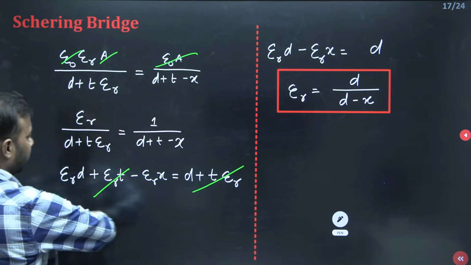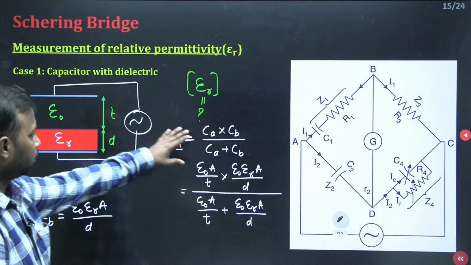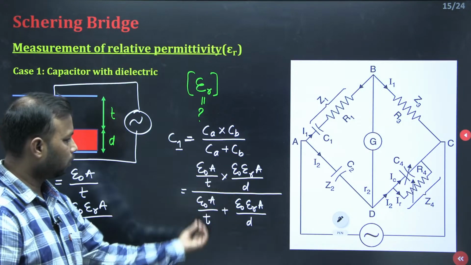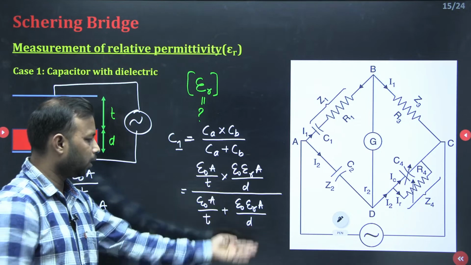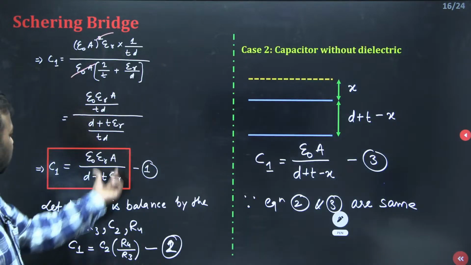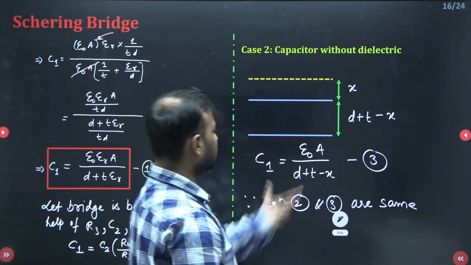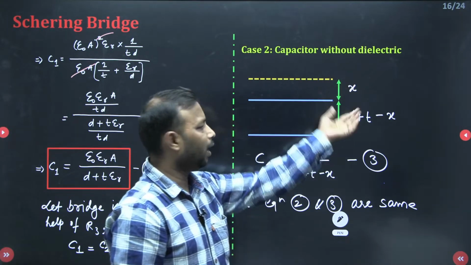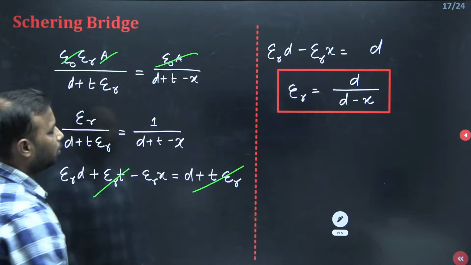Okay, one more time check here, is everything correct here? So yeah, this is this value. Okay, so epsilon naught A whole square epsilon r A upon td. Take the LCM, we'll get this one. Next, we'll get the bridge balancing. Now move the plate by distance x and equate those two. We'll get this value.